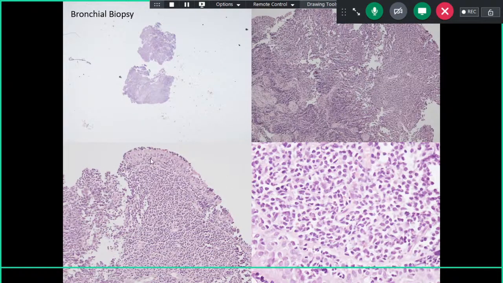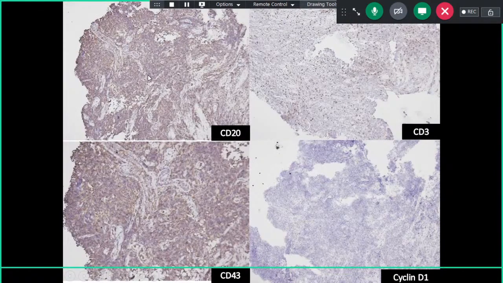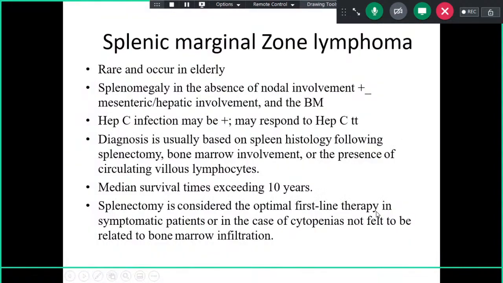So this is another bronchial biopsy. You can see this is the bronchial mucosa. It is infiltrated by small size lymphoid cells, CD20 positive. CD43 comes positive in 50% of cases of marginal zone lymphoma. Cyclin D1 negative.